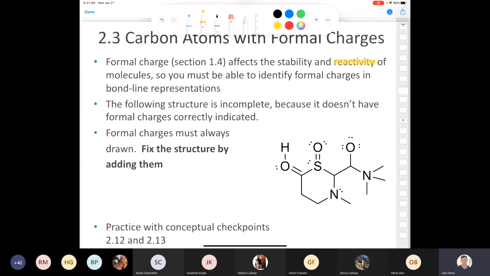If we look at the structure on the bottom right, the only structure on the slide, it's incomplete because it doesn't have the formal charges correctly indicated. Formal charges must always be drawn. Fix them by adding them. Now, I'm going to assume that everybody did this problem before coming to class, because I told you the best way to protect your investment, the best way to master the content, is to read the slides before coming to class and try the practice problems, at least give them a go. So can anybody describe, it's not easy to do over Teams, where a formal charge might be in this compound? There's a few of them.